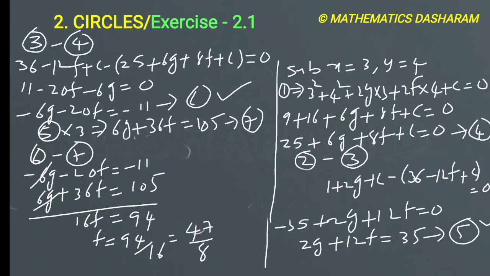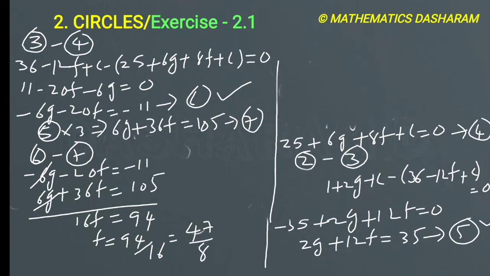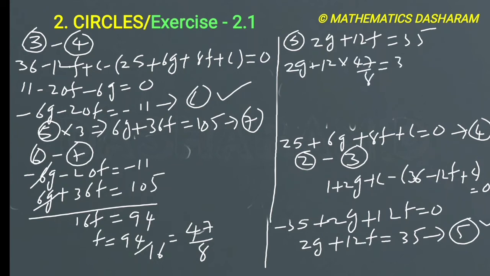So f value is 47 by 8. Substitute this f value in equation 5, or equation 6, or equation 7. I am substituting in equation 5. So what is equation 5? 2g plus 12f equals 35. So 2g plus 12 into 47 divided by 8 equals 35.